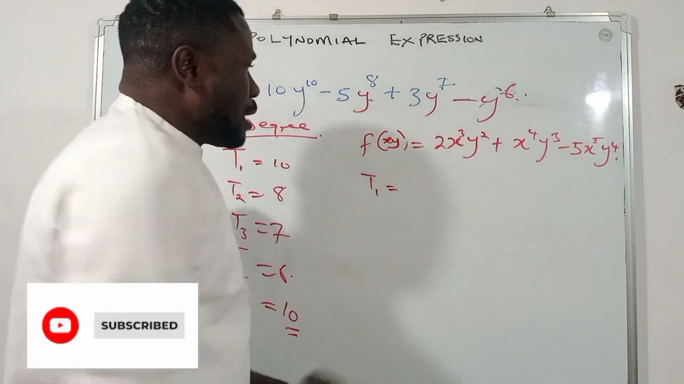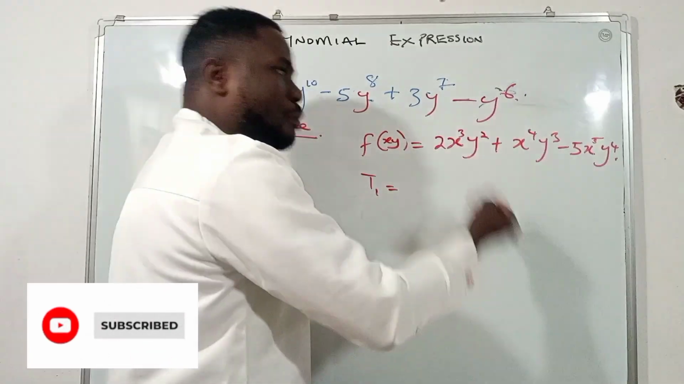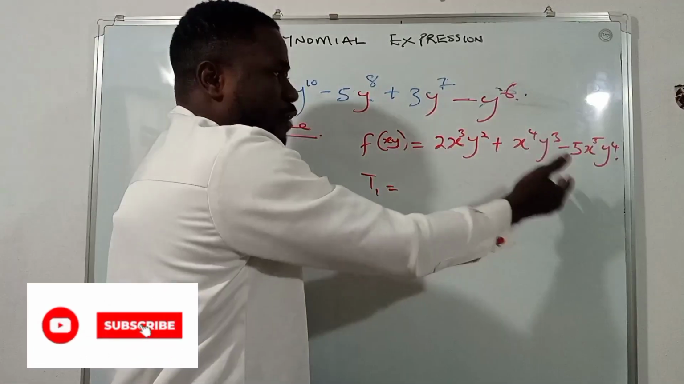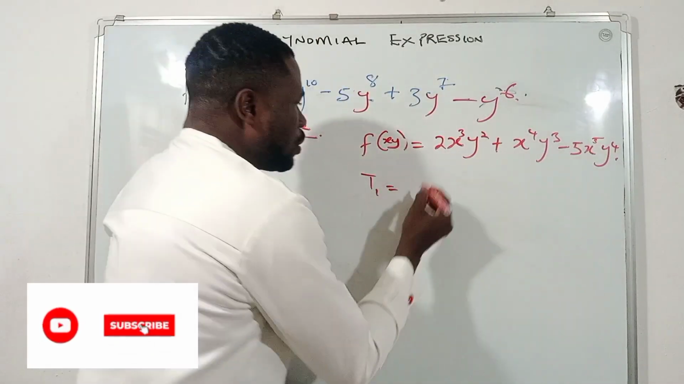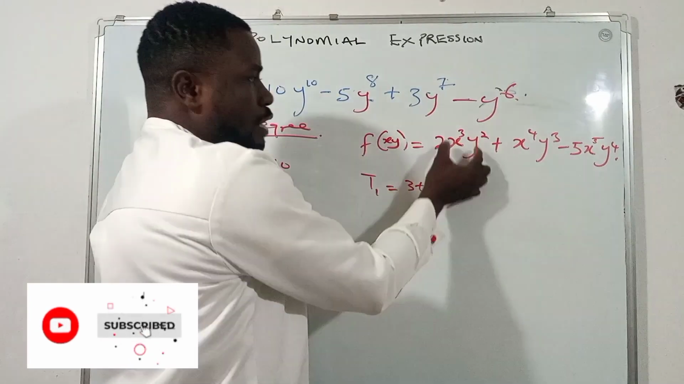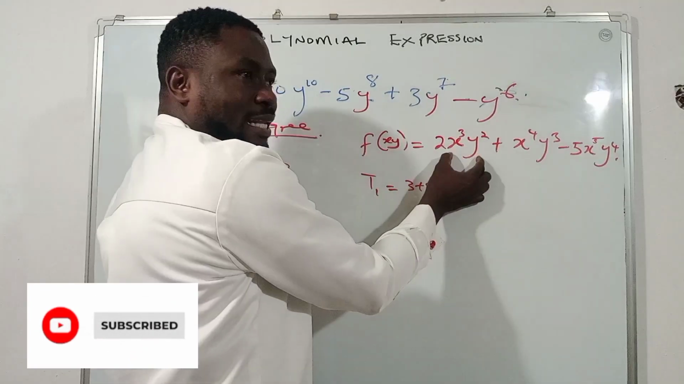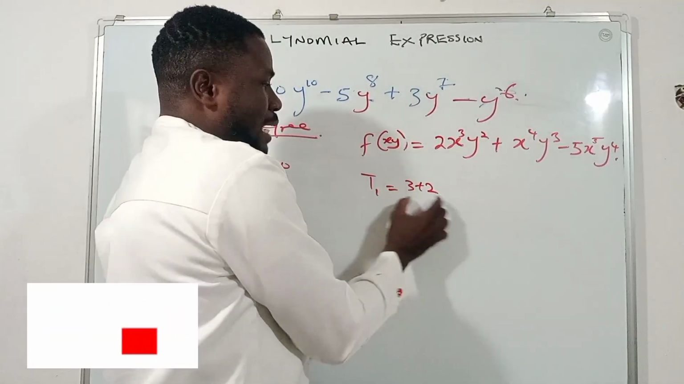In this case, because we have two different variables, and each of the variables has powers, what you do is add the powers together. So we're going to say 3 plus 2. For the first term, T1, the variables are x and y. What are their powers? 3 and 2. So we add the powers together.